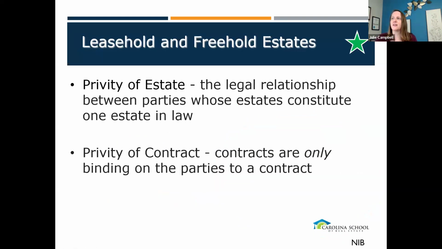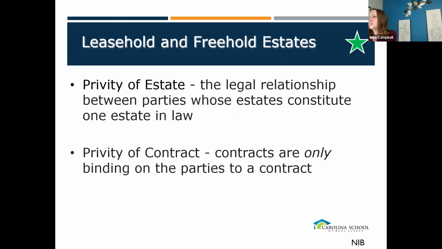I got to go off book for just a second to get some terms. And what these terms are saying is basically what we just said. They're a combination of the two types of estates, the two types of interests. So the privity of estate, this is the legal relationship between the two, the landlord and the tenant. Privity of contract says that they're only binding to the parties to the contract. So the landlord and the tenant. And again, it just kind of addresses the two different estates on the same property. Two different interests in the same property.